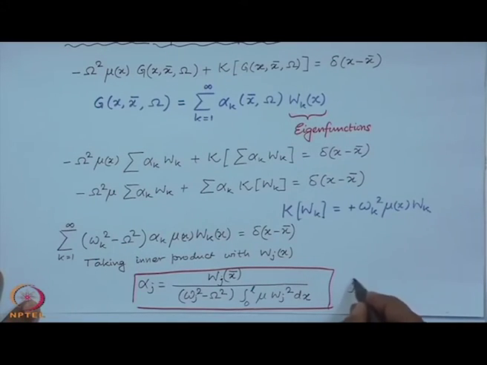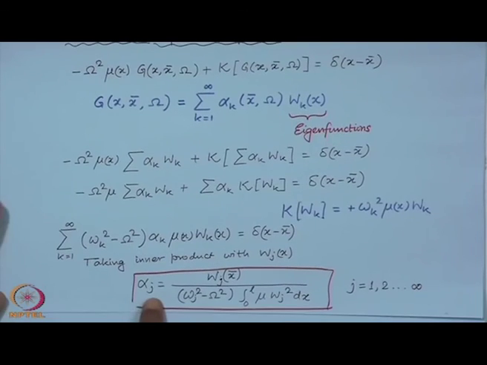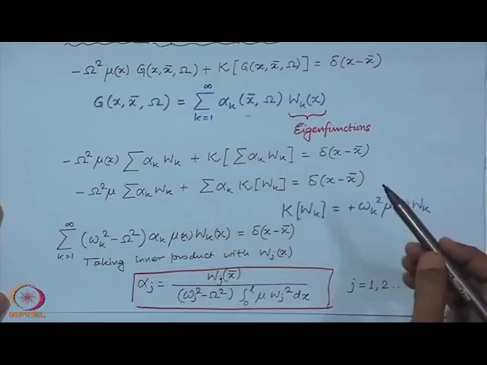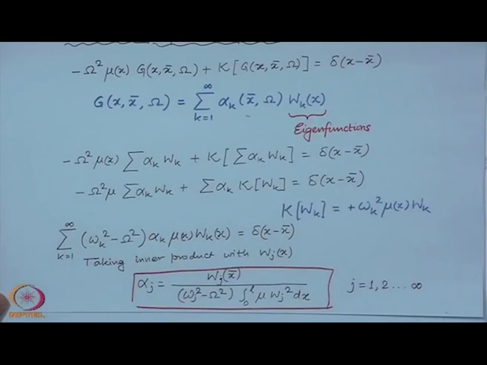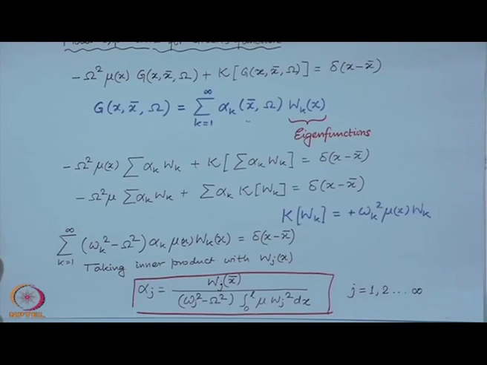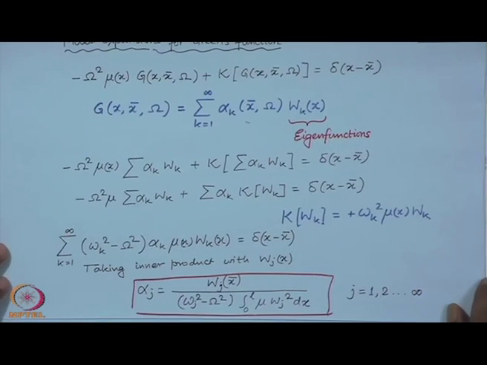coefficient alpha j, and this can be done for all j from 1 to infinity, and then we can solve for all these infinitely many coefficients alpha j. And once I have this, I can substitute back in here, and I have the series expansion of the Green's function in terms of the eigenfunctions of the problem. So, this is how we can also solve for the Green's function using the eigenfunction expansion, a method which we have also discussed in detail in the previous lecture.